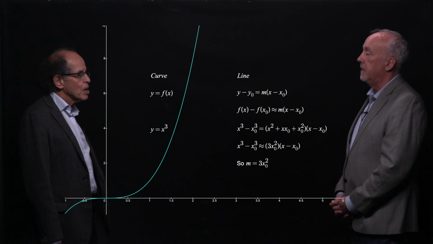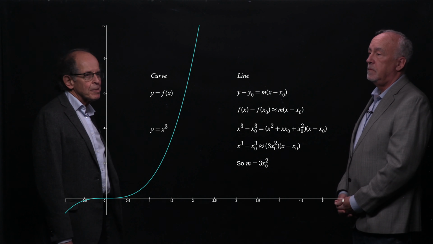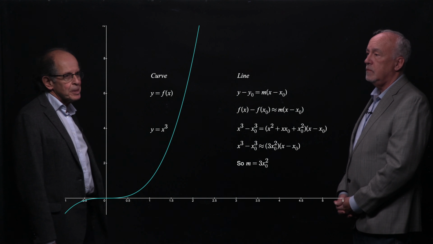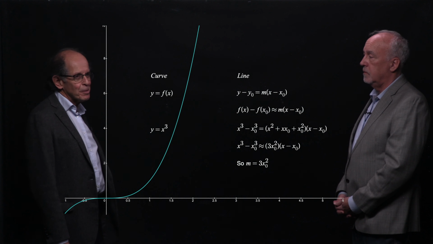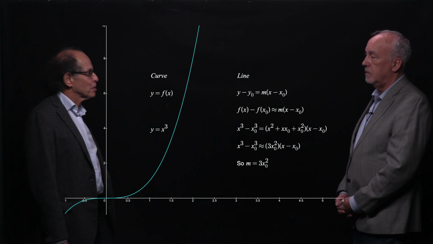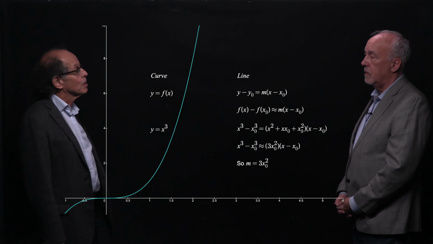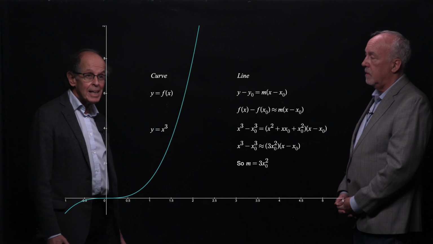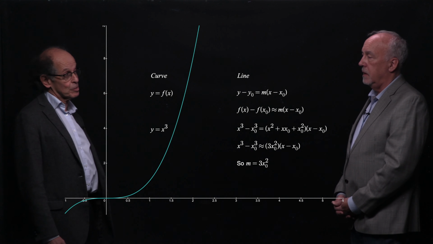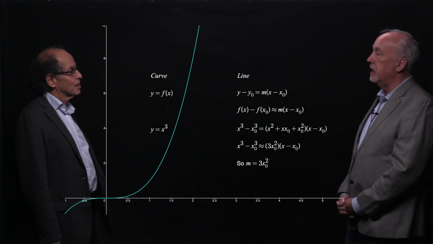That's our slope. Well, I noticed that for x squared we ended up with an x naught, and for x cubed we ended up with an x naught squared, and so on. So maybe there's a pattern here that we could explore for any power of x. That's a great idea, and I think we should do that in a separate video.